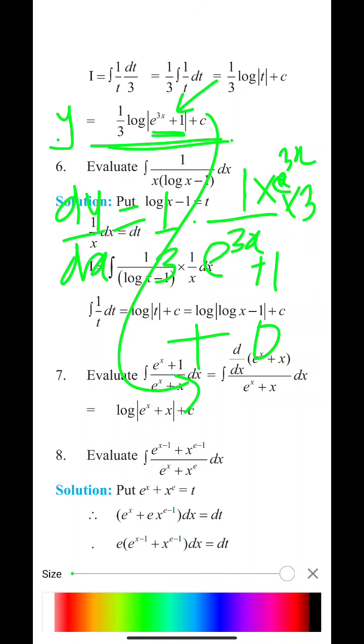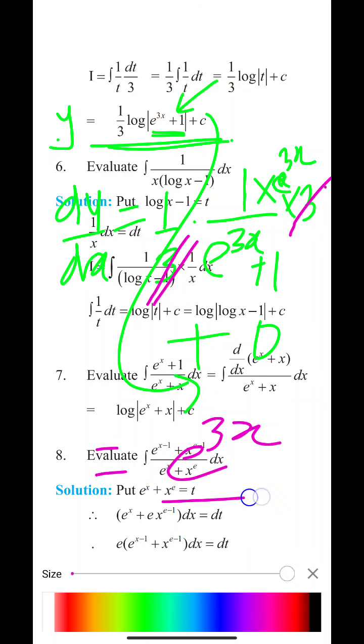So after this, what we are going to get, we get this 3 cancelled with this one, and we are going to get the same function, that is e raised to 3x divided by e raised to 3x plus 1. So if you integrate a function and then you differentiate it, you are going to get the same function. So this is what we have got, right? Okay, we'll move to the next one.